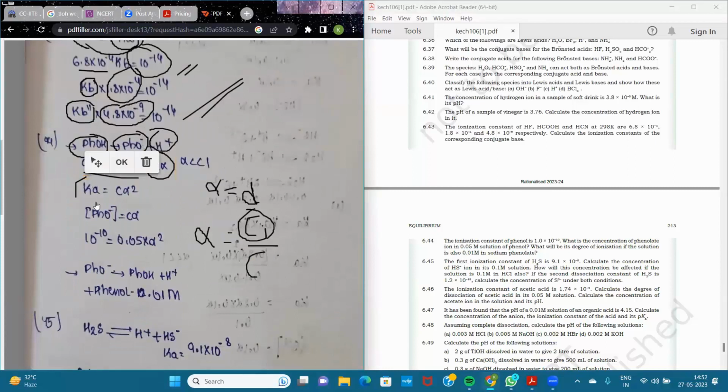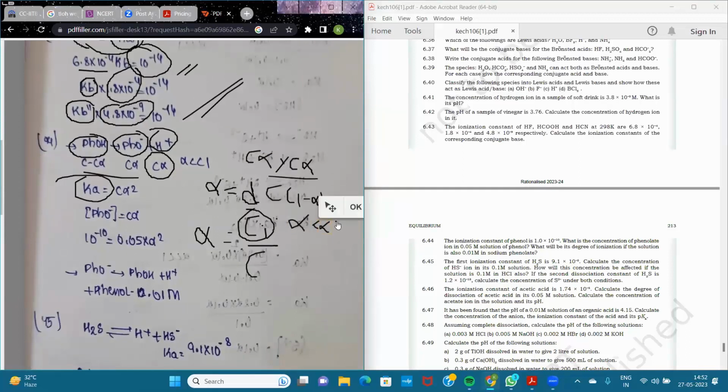From this, Ka is C alpha into C alpha, I'll write here C alpha into C alpha by C into 1 minus alpha. Usually these are weak acids. The dissociation constant would be very much smaller than 1, so we can neglect the value of alpha in the denominator. So we can directly write the denominator as C. By simplifying this expression, we'll get this expression.